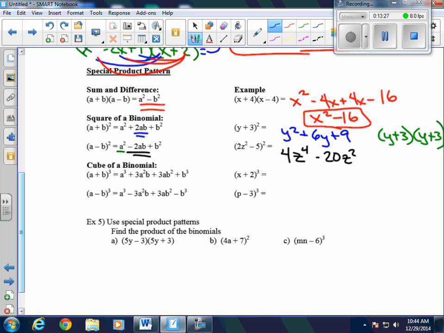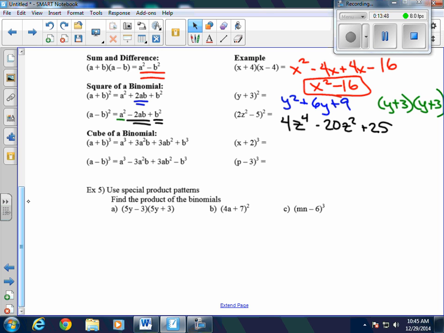And then you square the last term. Well, negative 5 squared is 25, so it is plus 25. So we're going to have 4z to the 4th minus 20z squared plus 25.